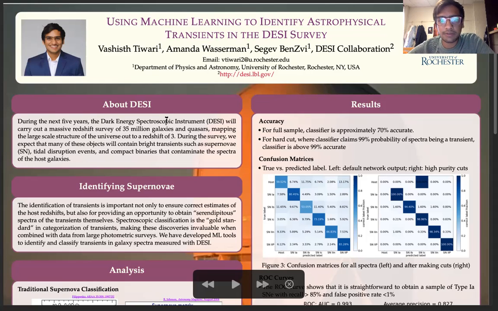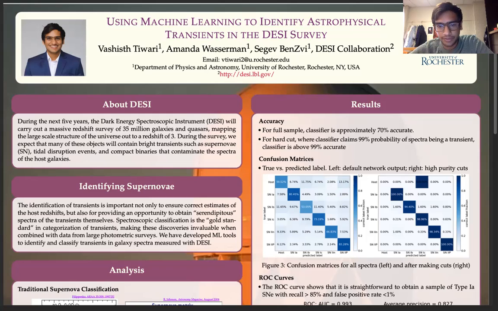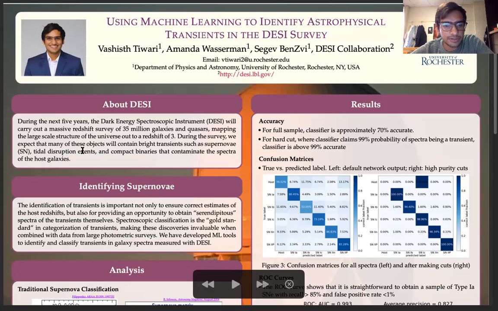So just a bit about DESI. DESI stands for the Dark Energy Spectroscopic Instrument, and it's a massive redshift survey of 35 million galaxies and quasars. It will map the large scale structure of the universe out to a redshift of 3. During this survey, we expect to see a lot of transient objects like supernovae, tidal disruption events, etc., that can contaminate the spectra of the host galaxies.